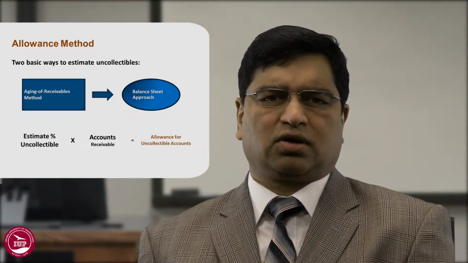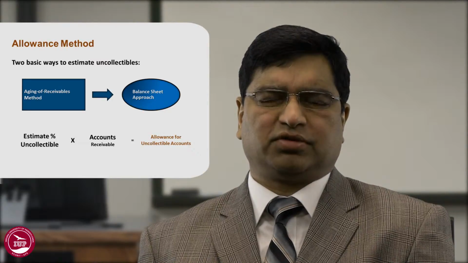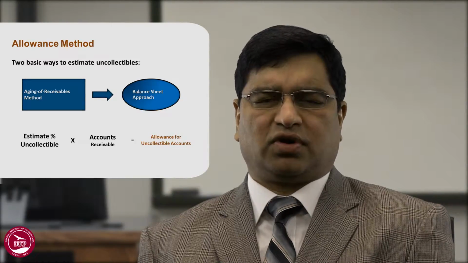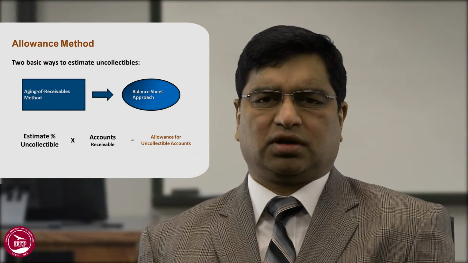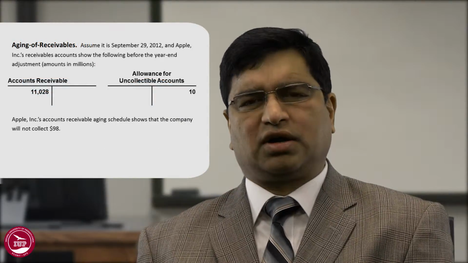Second is called the aging of receivables method, or the balance sheet approach. It is based upon a percentage of uncollectible for the accounts receivable, based on the balance of accounts receivable. Now, when we say the aging method, we are estimating it based upon the age of the receivables. So assume that at the year end you got a balance of $11,028 and the allowance account has a $10 credit balance as we had earlier.